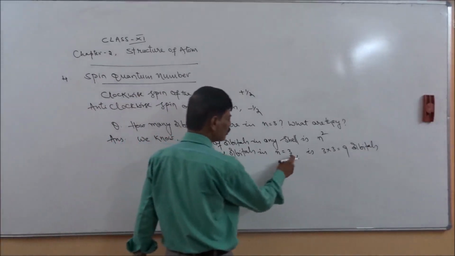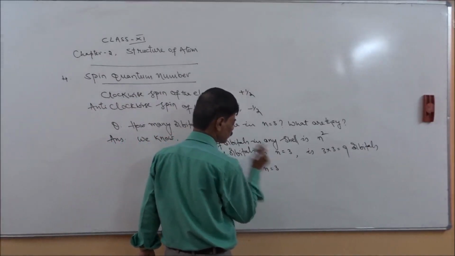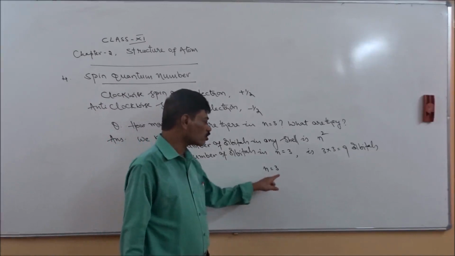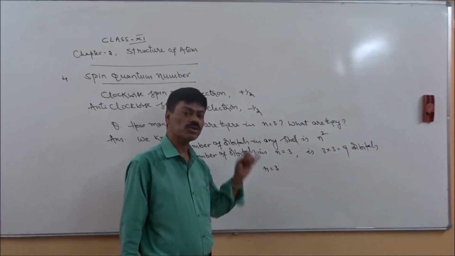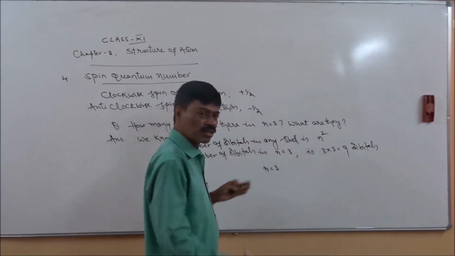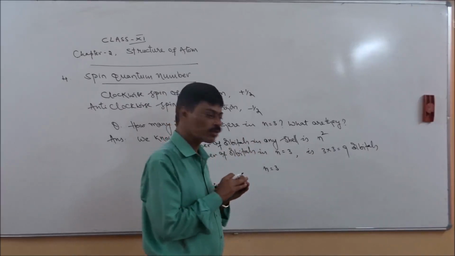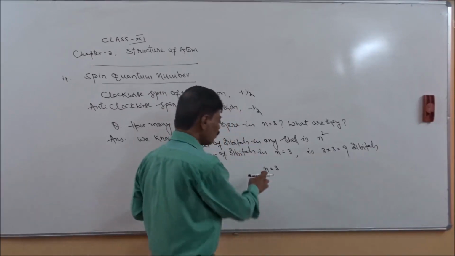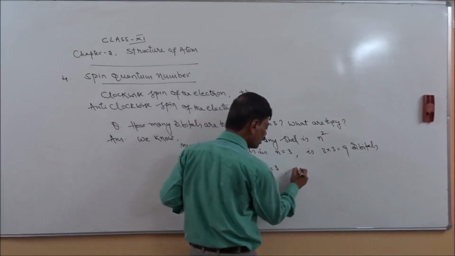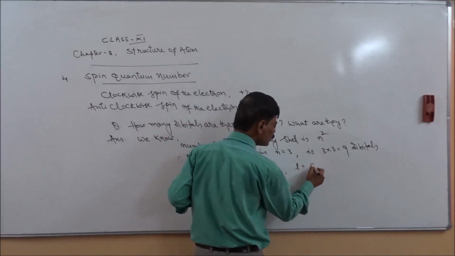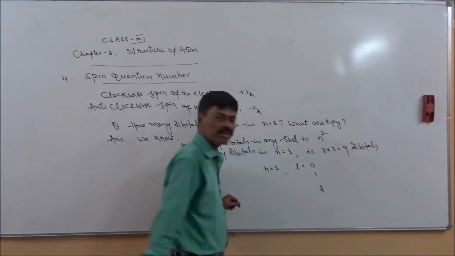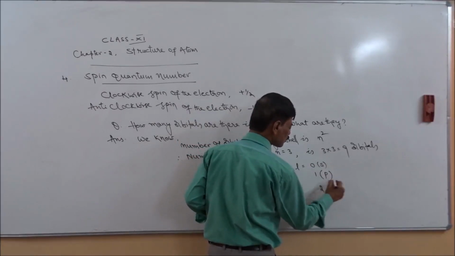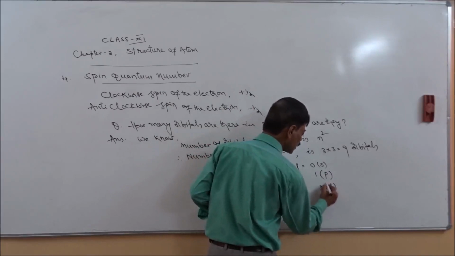See here, n is equal to 3 means it should have the subshells. Assume the quantum number l will be 0, 1, 2, so altogether 3. 0 should also be counted. Okay, here 0 doesn't mean nil. 0 is also a value. So when n is equal to 3, then l will have 3 values 0, 1, 2. 0 means s subshell, 1 means p subshell, 2 means d subshell.